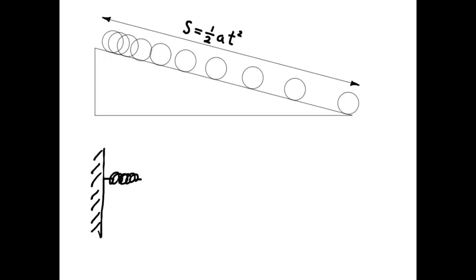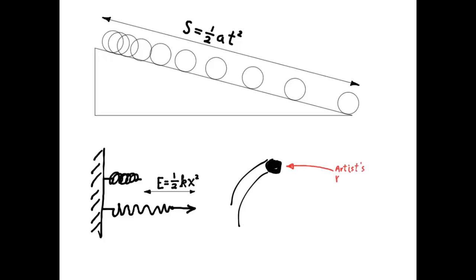For another example, if you had a spring that was displaced a distance x from its equilibrium with spring constant k, the energy of that spring turns out to be E equals 1/2 kx squared. And if you have an object of mass m traveling with velocity v, the kinetic energy of that mass turns out to be T equals 1/2 mv squared. So we have s equals 1/2 at squared, E equals 1/2 kx squared, T equals 1/2 mv squared.